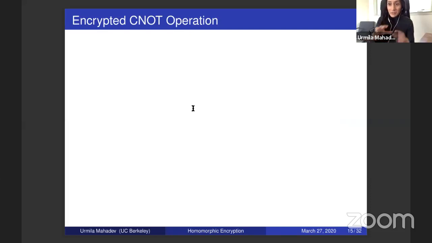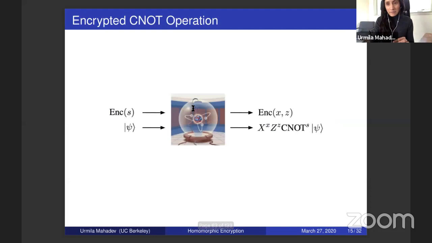So now I'm going to tell you how to encrypt a bit using a trapdoor claw-free function pair. The purpose of telling you about this encryption is that with this specialized encryption, if the encryption of the bit S is just a trapdoor claw-free function pair, then this encrypted C0 operation is very easy.